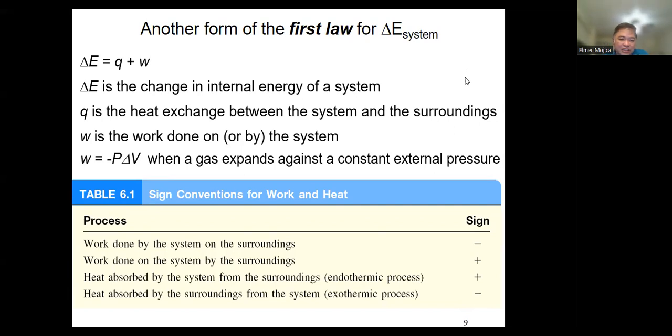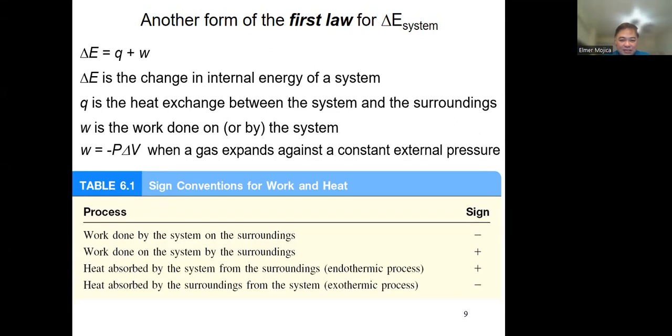Okay, so we have discussed already the system and the surrounding. If you combine the system and the surrounding, what do you have? The universe. You have U and I, which is the universe, right? So that is what we call the universe. The system is the one that you want to study, and anything around it is the surrounding. You combine everything, that's you and I, that's the universe.